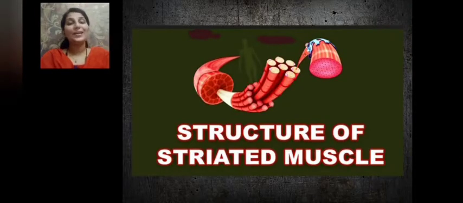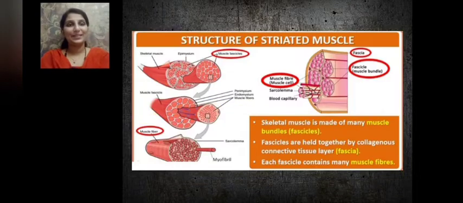In this module, let us learn about the structure of the striated muscles, or skeletal muscles, or voluntary muscles. The skeletal muscle is made up of many muscle bundles, and these bundles are called fascicles. We can see many bundles. This is a fascicle, this is another fascicle. Many bundles are present in a skeletal muscle, and each bundle is called a fascicle.